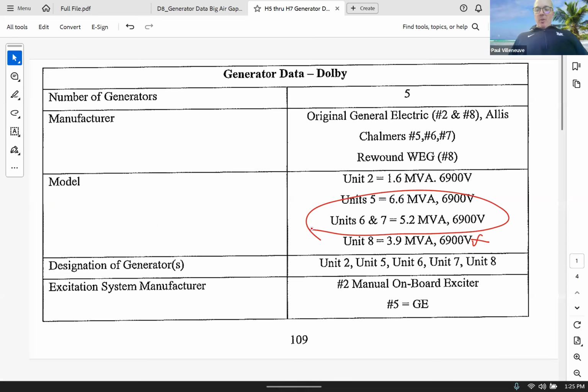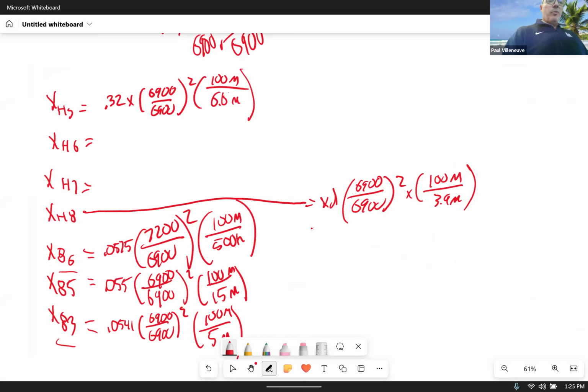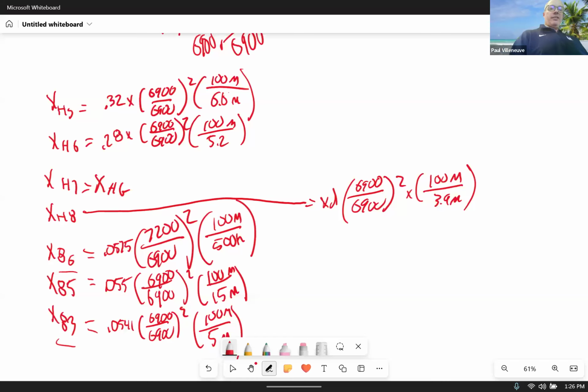These other two, I think, were both 0.28. So 0.28 times 6,900 over 6,900 squared times 100 MVA over 5.2. And that is equal to X6.